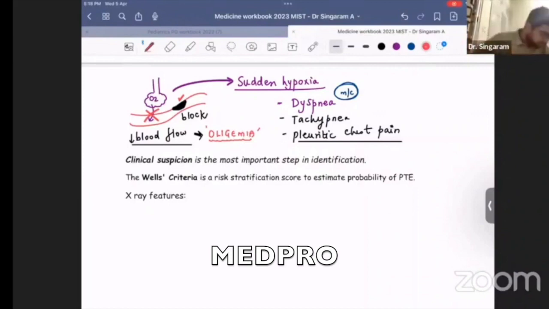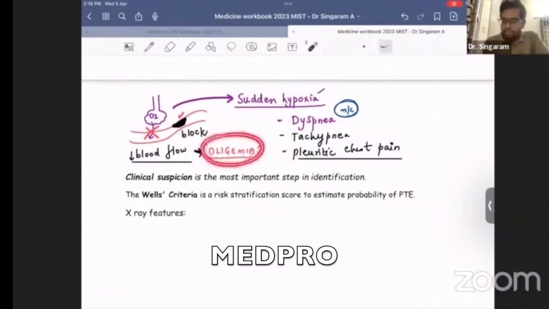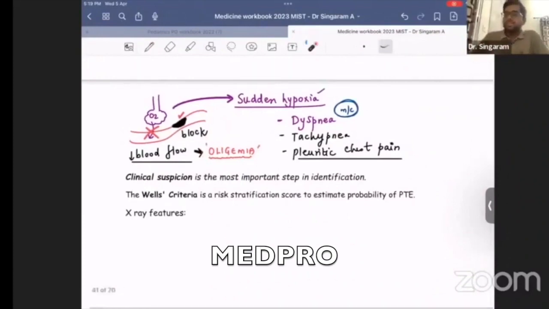Number two, because of the decreased pulmonary blood flow, there would be sudden hypoxia, and that sudden hypoxia classically manifests as dyspnea. That is number one. Number two, due to decreased pulmonary blood flow, you will also have an affected area which will show decreased vascular marking, which is what we call oligemia. I will come back to these points a little later. But right now I want you to remember that the commonest feature would be sudden onset of breathing difficulty in a patient who is having immobilization. Think about pulmonary embolism. That is the point I wanted to convey.